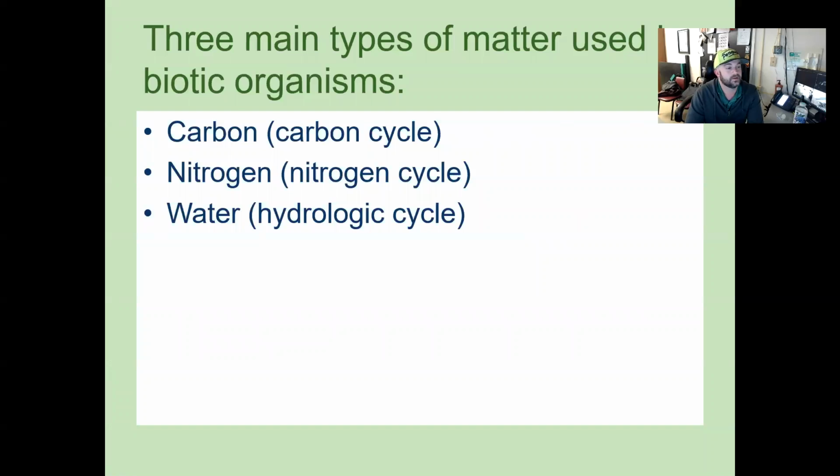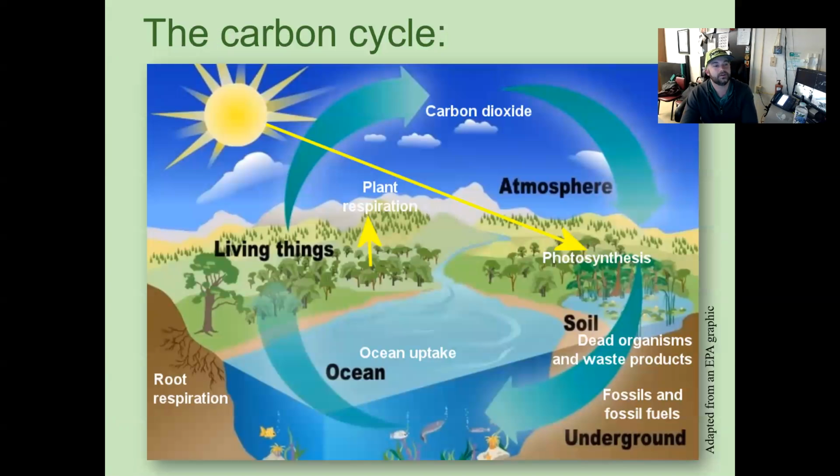There are three main types of matter used by biotic organisms: carbon, nitrogen, and water. So that's the carbon cycle, nitrogen cycle, and hydrologic cycle. If we take a look at the carbon cycle here, it's kind of like the circle of life. Anywhere you start in here is going to end up being recycled over and over again. So carbon dioxide is used in photosynthesis, going into the soil, eventually into ocean uptake, and back to living things. So basically the circle of life is the carbon cycle.